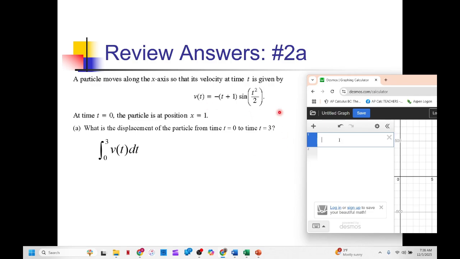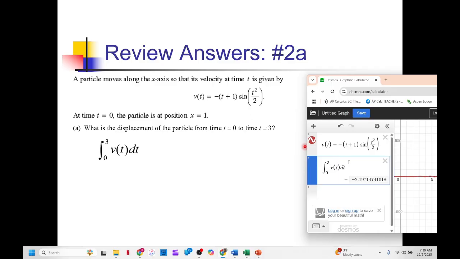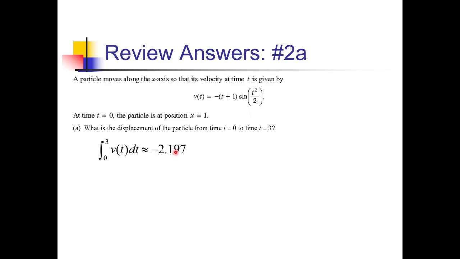So let's start by putting in v of t into Desmos so that we can use it for this and all the other problems. So we've got negative t plus 1 times the sine, parentheses, fraction, and then we've got t squared over 2. Now to do this integral, that'll be int from 0 to 3, and then we have v of t dt. And rounding it to the nearest 3 decimals, that comes out to negative 2.197. And they didn't give us units, so we're not going to give them any units.